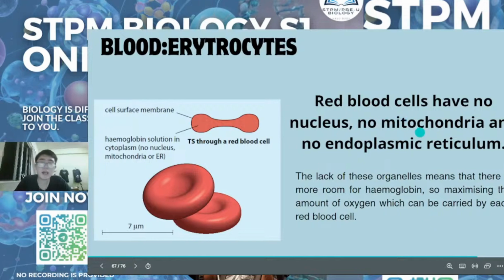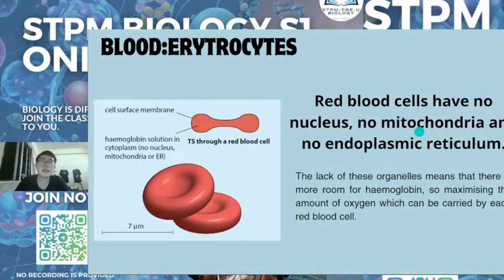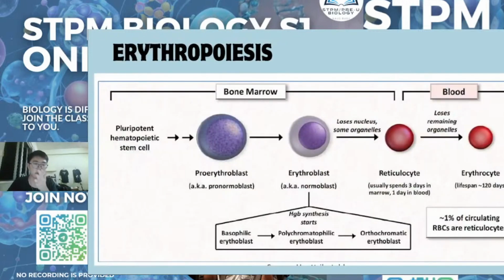Kalau dia ada nucleus, ada mitochondria, maksudnya oksigen dia datang, hemoglobin dia tak ada tempat yang banyak lah, kerana nucleus ni semua organelle dia ada spend the space already, take a place already. So it needs to save the space and optimize the space so it does not contain any nucleus, any organelles. It only contains the hemoglobin. Okay, so this is all about the erythrocyte, and then this is the formation of erythrocyte.